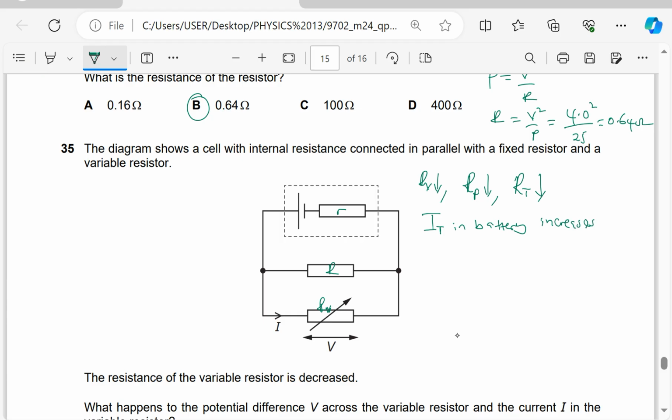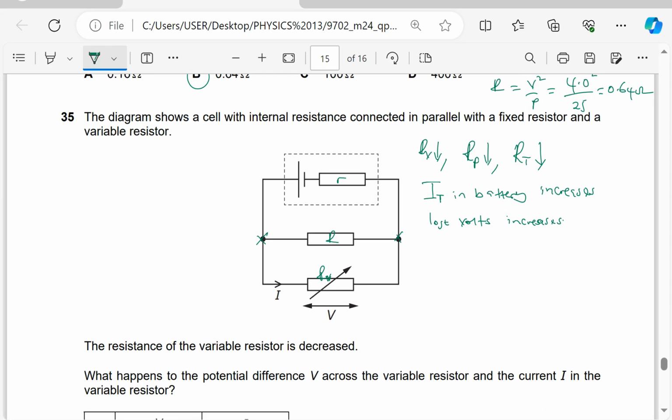Total current in the battery increases. Remember, small r is fixed and the current through the battery is increased, which means the lost volts due to internal resistance increases. Lost volts increases. Now let's look for the terminal PD, which is going to be V.